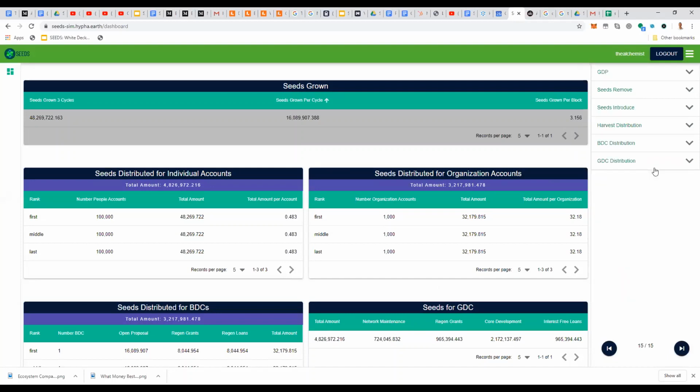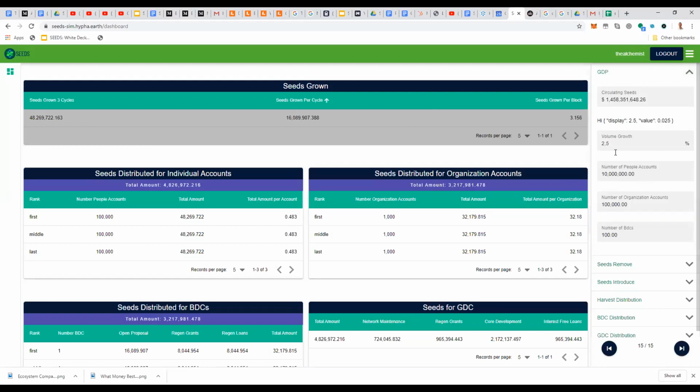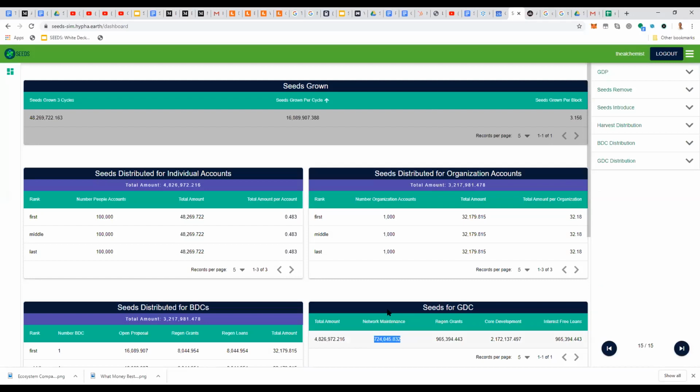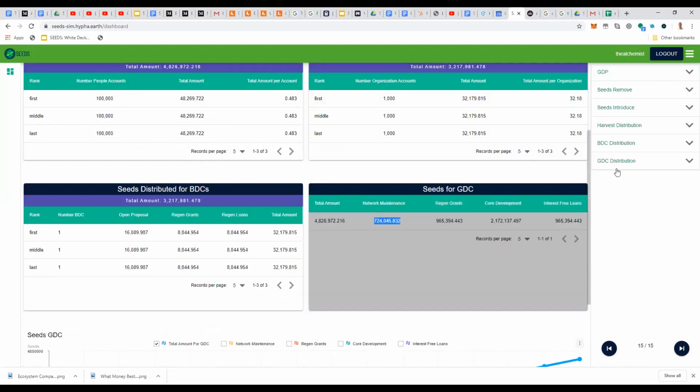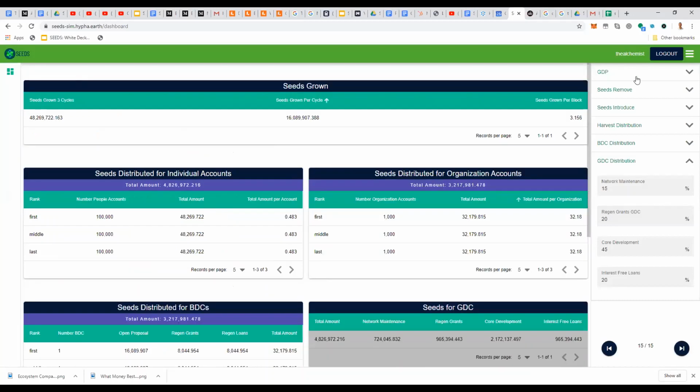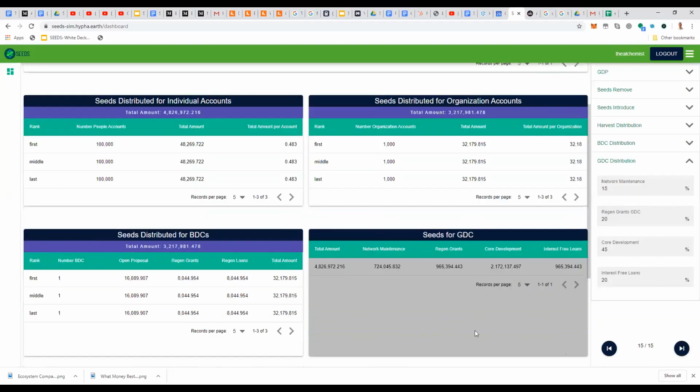So we go down to GDC distribution. We have a bucket for network maintenance. Right now we're saying like 15%, but now we can look at that. So we can say, given these economic criteria, we're growing at a sustainable 2.5%. We have 724 seeds available per cycle for network maintenance. Is that too high, too low? How does that look? We have 20% going to regenerative grants. Cool. So we have nearly 1 million seeds. What does that look like? We have 2 million for core development. So all of these things we get to test so we can find our economic assumptions and then decide if these numbers are too high, too low, and be able to play with it, right?